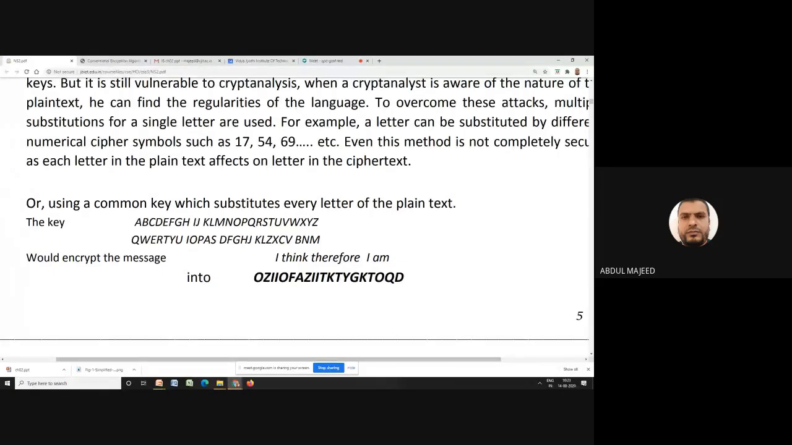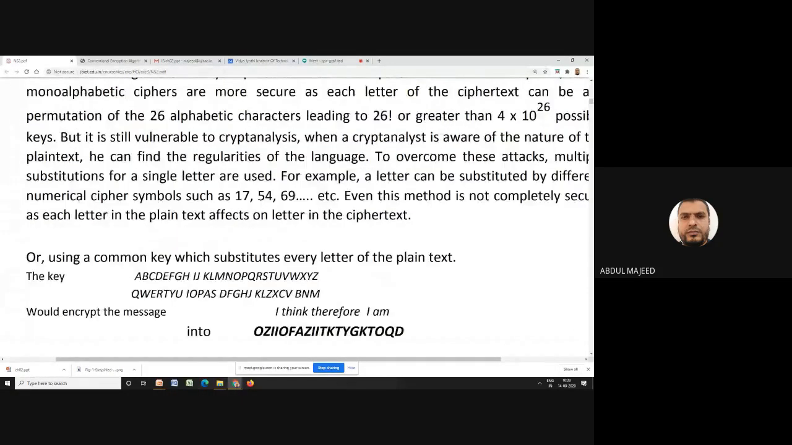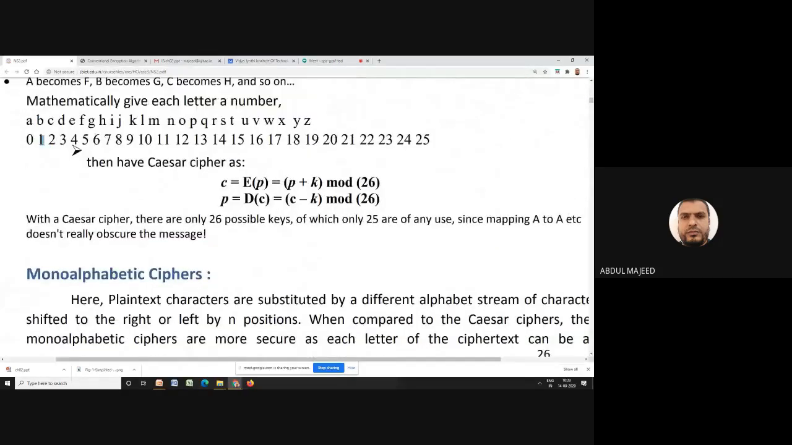So here one plain text is there: I think therefore I am. This is your plain text, readable, understandable format. But after converting it, it becomes O Z I O F A Z I K T K Y, like this. Even though I am able to read it, I cannot understand the meaning of it. So here each character will get converted into its equivalent ciphertext, and here we are applying some formula, as in the Caesar cipher.